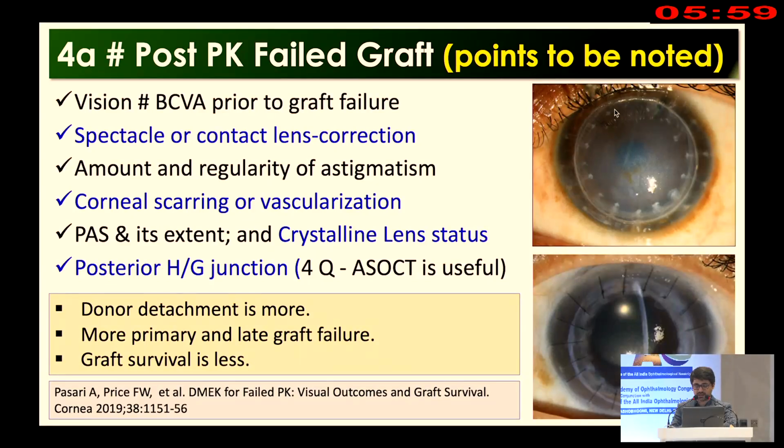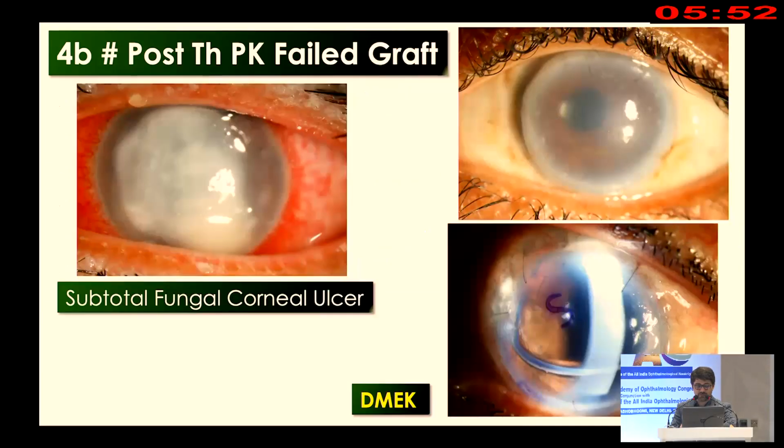Again, anterior segment OCT is a very good tool to help in choosing which procedure for which kind of failed graft. Therapeutic PKs are slightly better candidates than optical PKs because they tend to be larger grafts, so your graft placement and centering become easier.